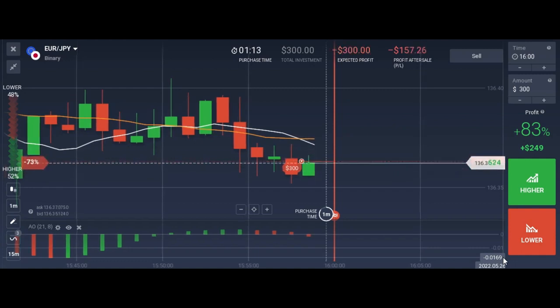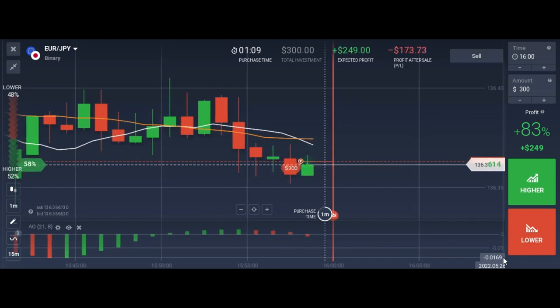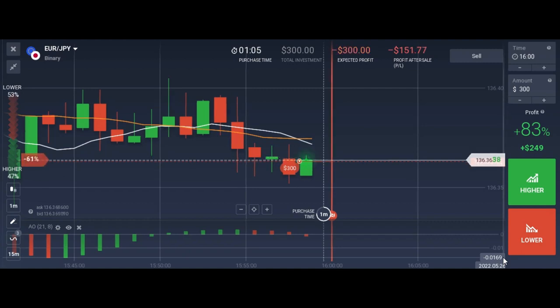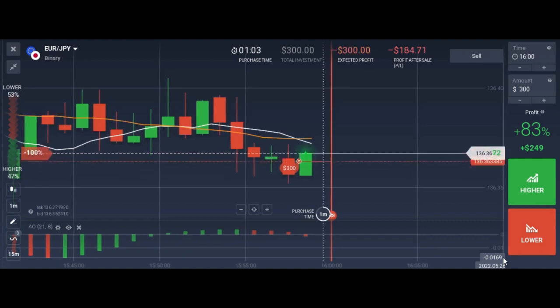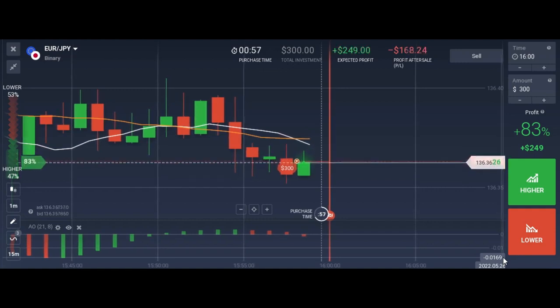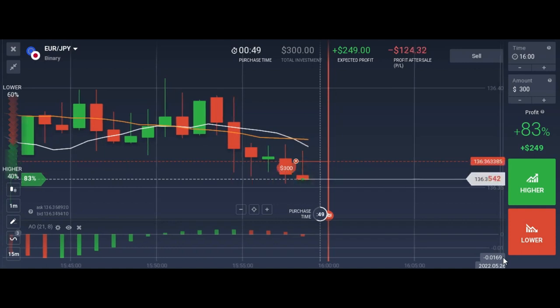Look, the white moving average crossed the orange moving average from top to bottom. And then a red bar appeared below the middle line of the Awesome oscillator. A bar of that size is fine to make a sell, but the bigger the better.